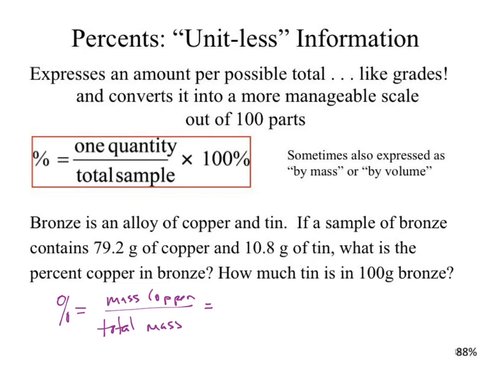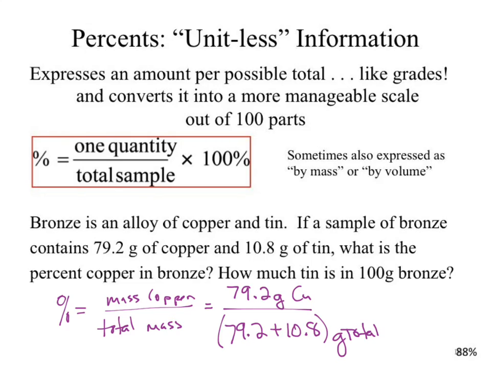So what's our mass of copper? That number is usually pretty easy to figure out. It's almost always given to you. So 79.2 grams of copper. What's our total mass? Crap, does it really add up to 100? It's going to be 79.2 plus 10.8 grams in total.